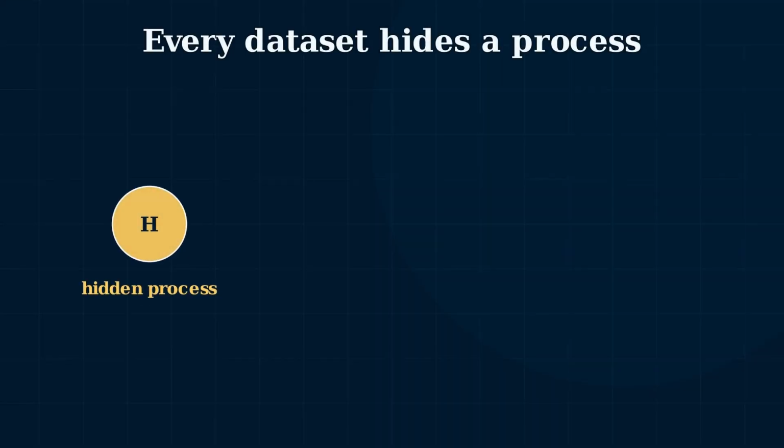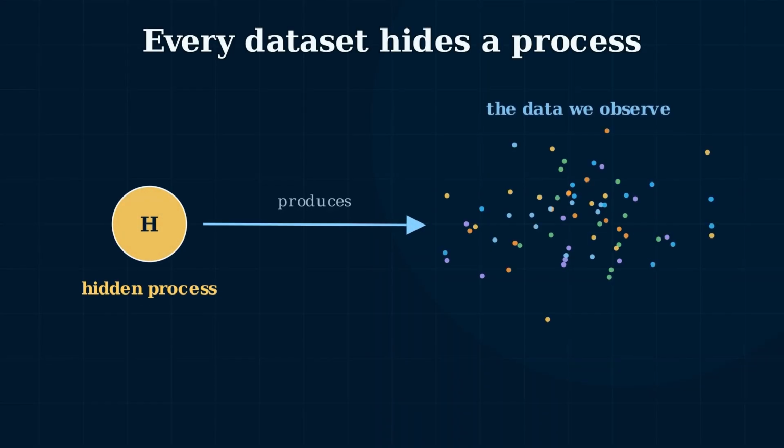Every dataset hides a process. An online store records clicks, orders, delivery times, and product choices. They may look like unrelated columns, but each column is the trace of something uncertain happening in the real world.